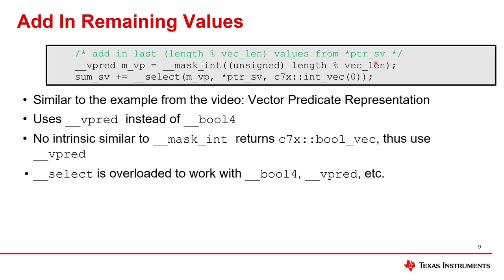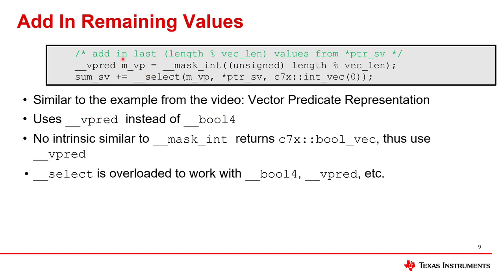In a previous video titled Vector Comparison and Predication, I gave an example of this where it used mask bool 4 and length mod 4. The thing was all locked down to a vector of length 4. And then in a subsequent video titled Vector Predicate Representation, I showed how to use vpred instead of bool 4, which is what's happening here.